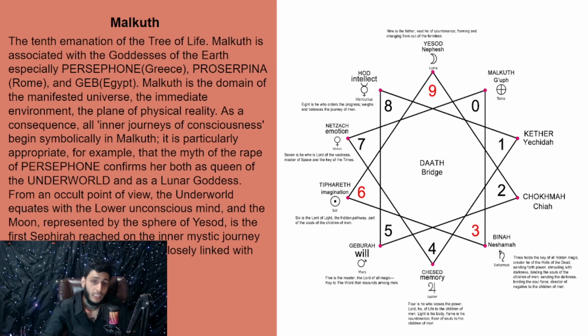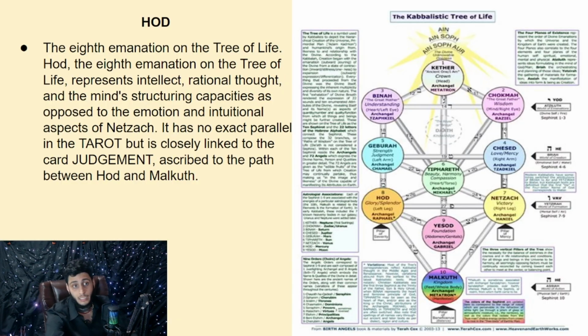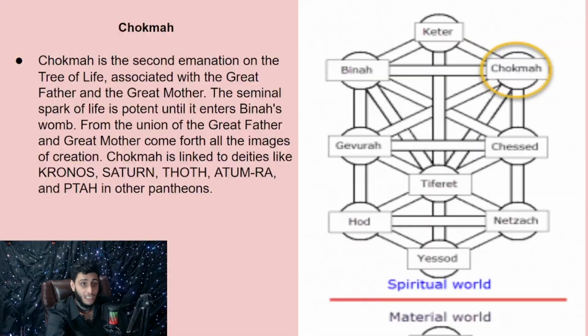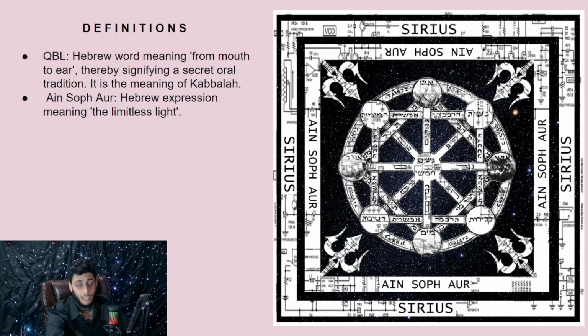So guys, here is another image for you that shows all the spheres in motion. We see that we start from 0 to 9. That's because 0 really is the starting point. And we work our way all the way to Yesod, which is the moon. So guys, this is the Kabbalah and the 10 spheres all explained.